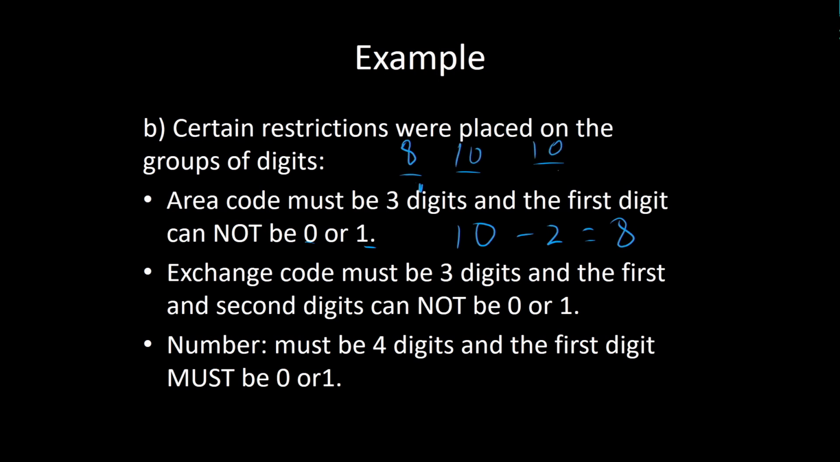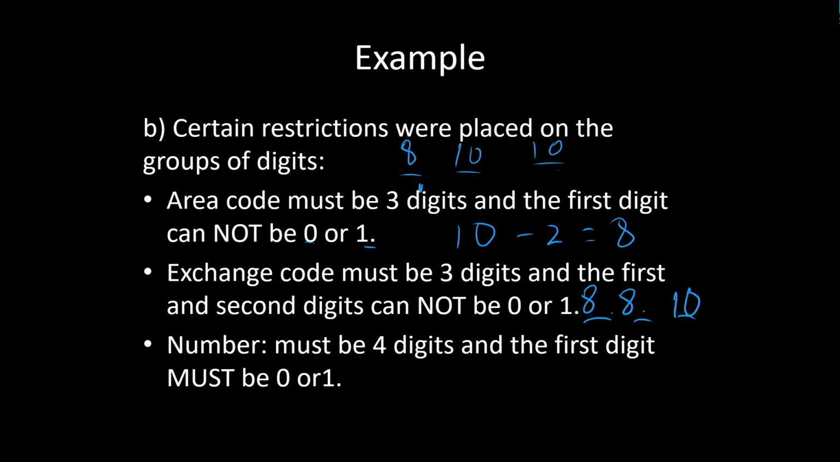They go on to say the exchange code must be 3 digits. Okay, so we get 3 places there. And the first and second digits cannot be 0 or 1. So now, both in position 1 and 2, we cannot have 0 or 1. So there's 8 choices there. There's no restriction on the third digit.